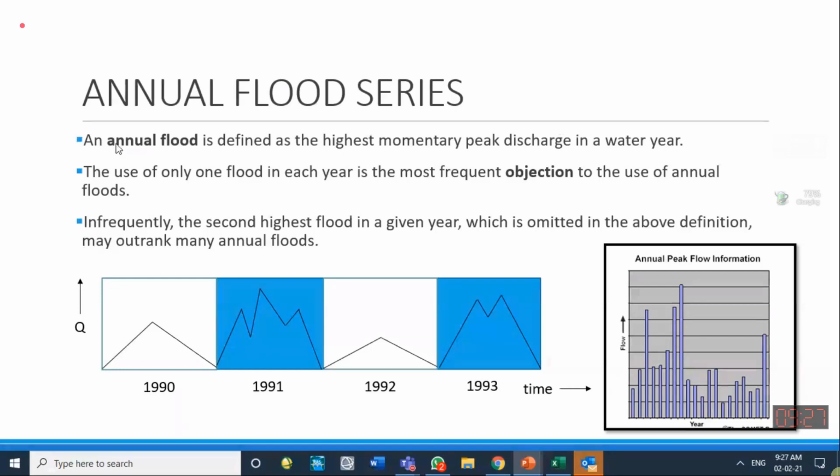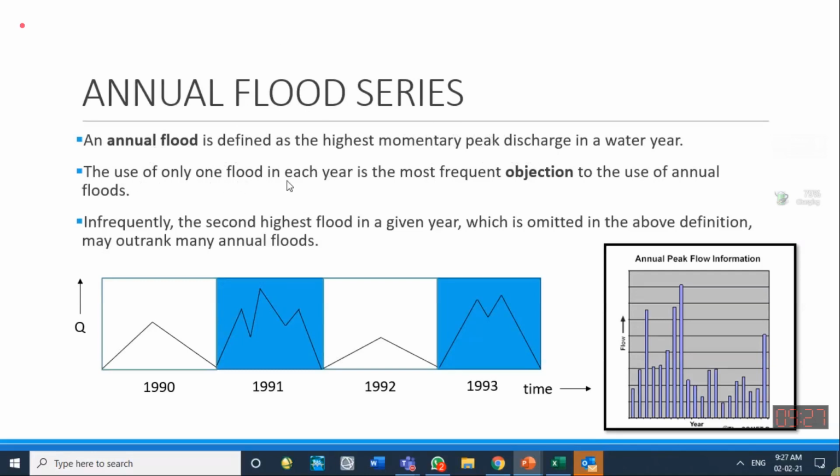So when you get flood data from the relevant department, WAPDA or irrigation, sometimes they only give you the flow data. For flood analysis, particularly ask them: I need the peak flood, the annual peak flood data. They might have it recorded separately. That is the instantaneous or momentary peak discharge observed in that stream within the whole year. It will be one value.